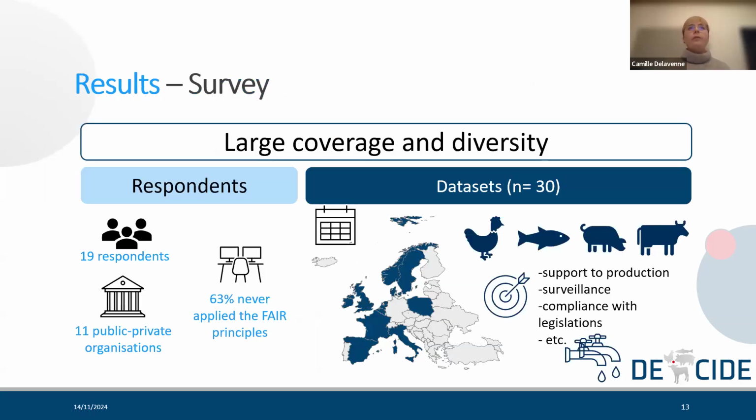First of all, in terms of the survey answers and the amount of information we received, we got information from 19 different respondents across 11 public-private organizations, and 63% of them had never applied the FAIR principles. They gave us information about 30 data sets with very varied temporal and geographical scales. They covered over 4 different species, and had very different purposes, from production to surveillance to compliance with legislation, and they could come from 1 up to multiple sources.